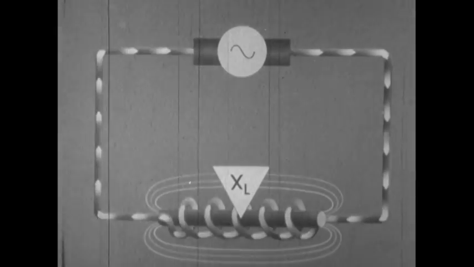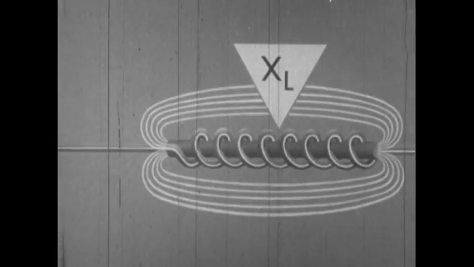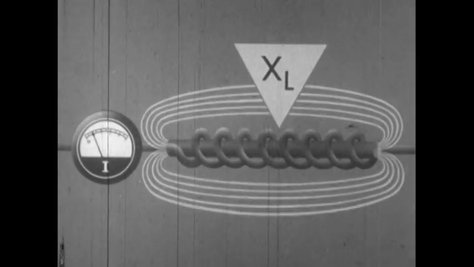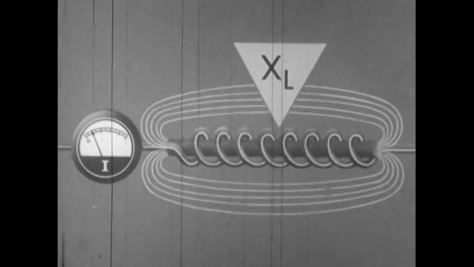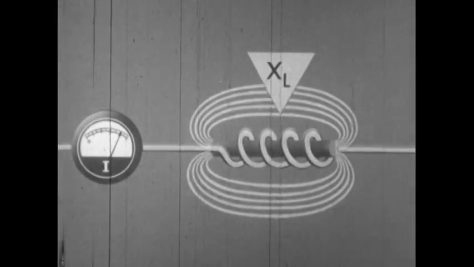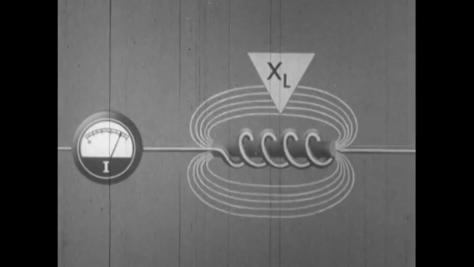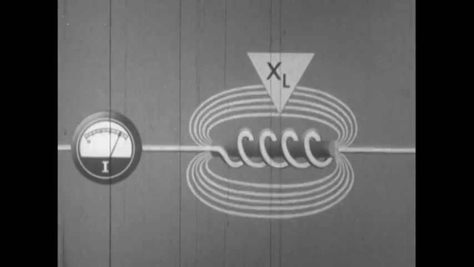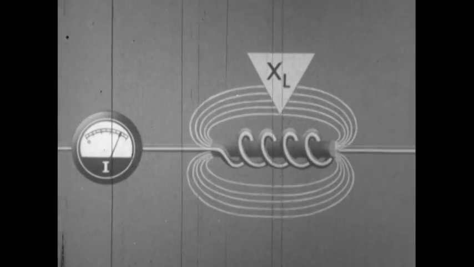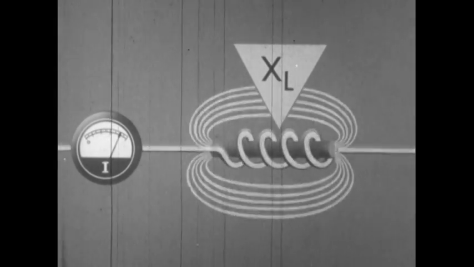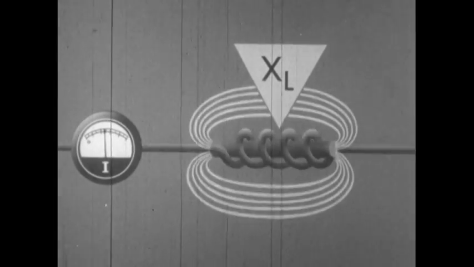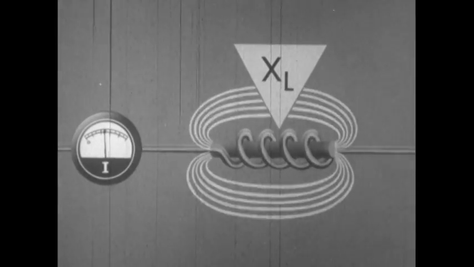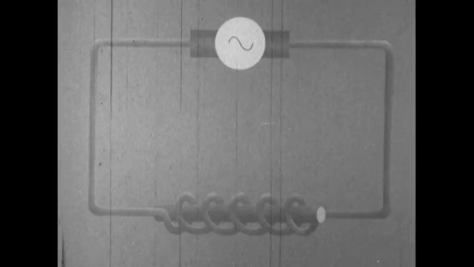In this circuit, when the inductance is large, the inductive reactance will be large, and little current can flow. If we decrease the inductance, we decrease the inductive reactance, and more current flows. If we increase the frequency, the speed at which the field cuts the turns increases. As a result, the inductive reactance also increases, and less current flows. We see that inductive reactance depends on two factors, inductance and frequency. The presence of inductance causes current to lag voltage.